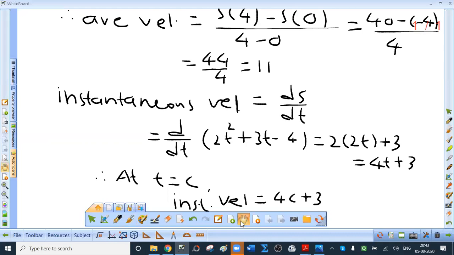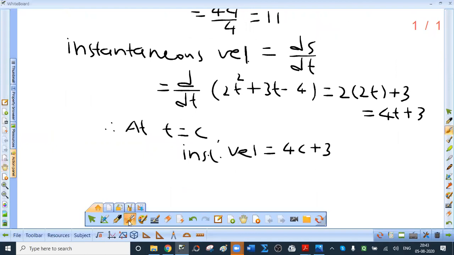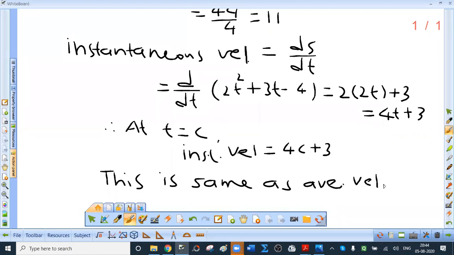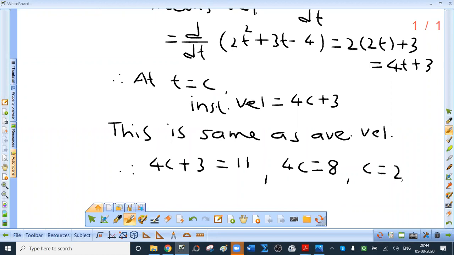But what is the requirement? It should be the same as average velocity. You should write this completely. Therefore, 4c plus 3 is nothing but, what is that? 11, I suppose. Check this. So 4c equal to 8. So c equal to 2.